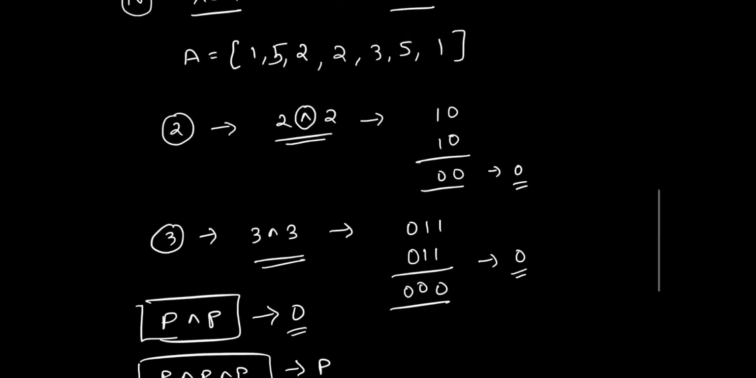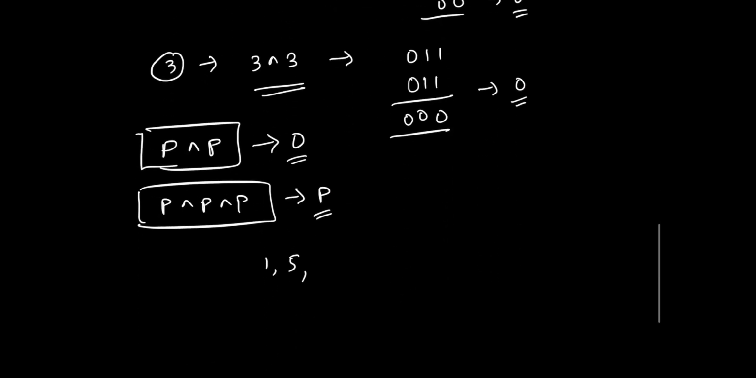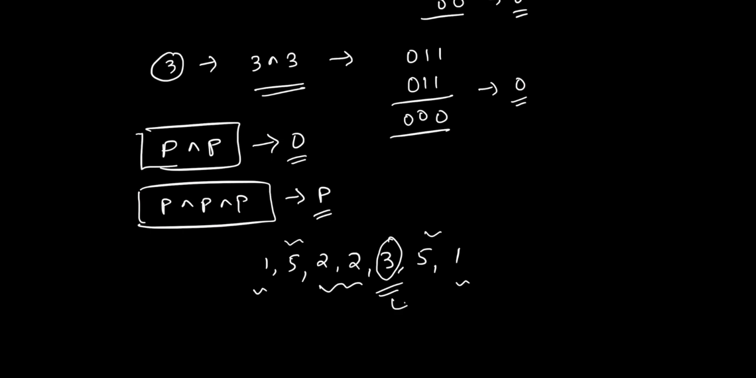So here, if we simply scan the array and do a XOR operation on all the elements, what will eventually happen is that we have 1 5 2 2 3 5 1. So 2 XOR 2 will become 0, 1 XOR 1 will also become 0, and 5 XOR 5 will also become 0. Eventually you'll be left with 3, and that will be your answer. So we'll look into how we can do this.